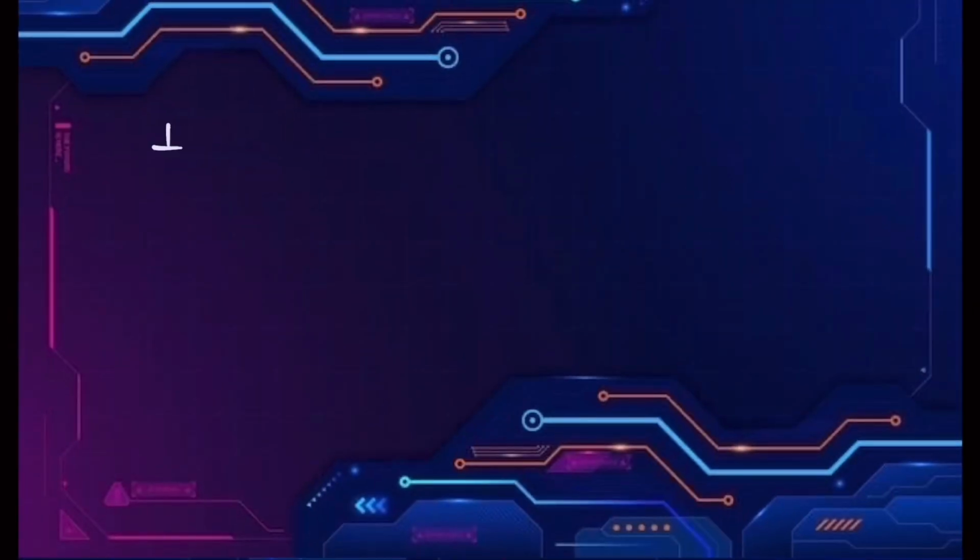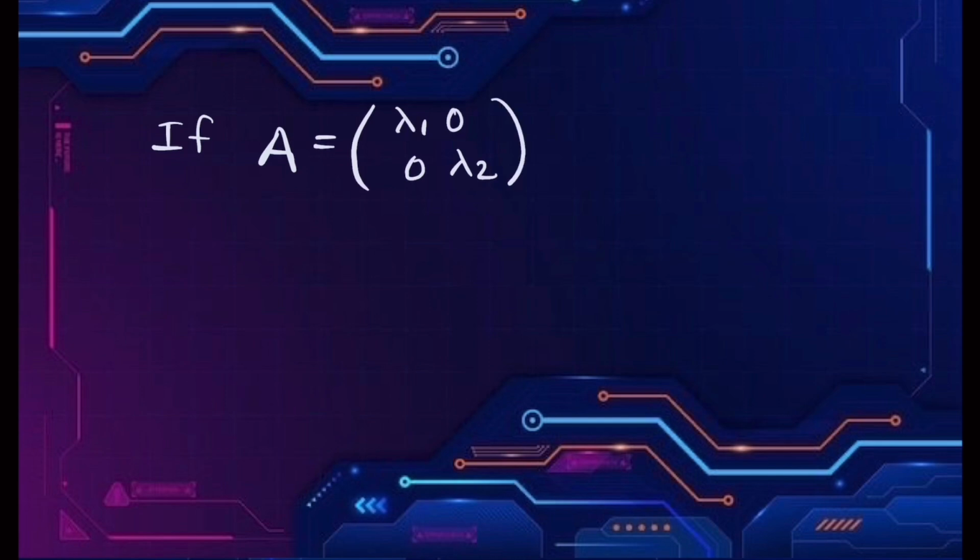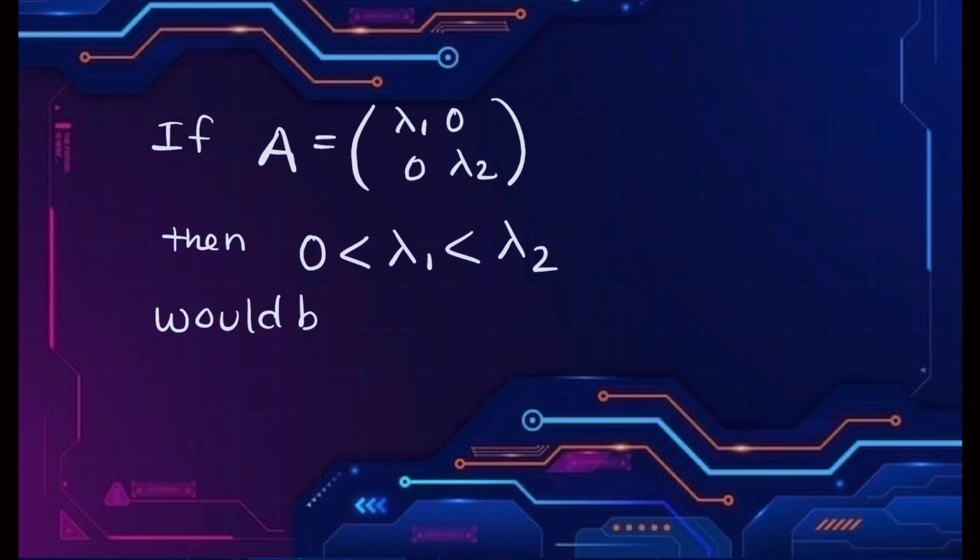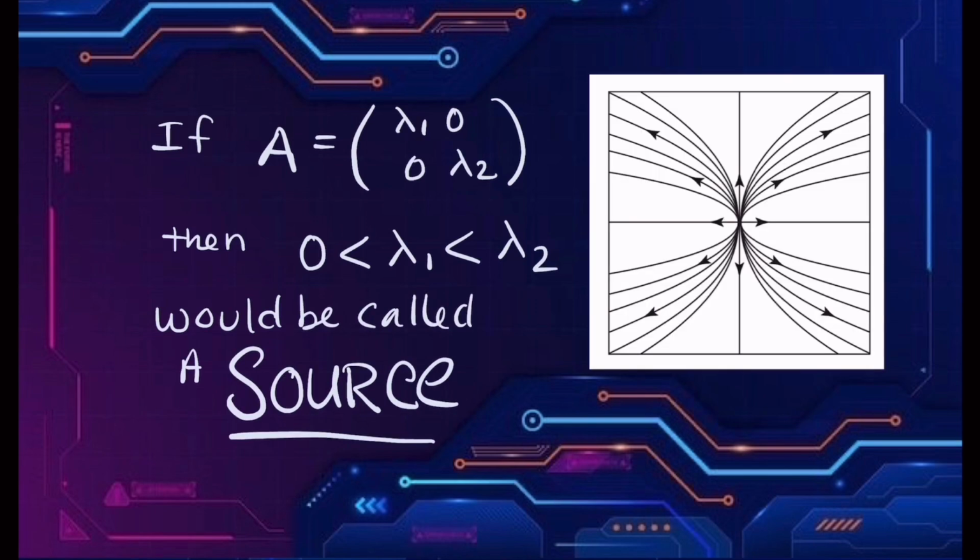Alright, up next, consider if we have the matrix, again, lambda 1, 0, 0, lambda 2. And in this case, both eigenvalues being positive would yield a source where all of the solutions tend away from the origin towards infinity. Quite the opposite of the last situation we just saw.